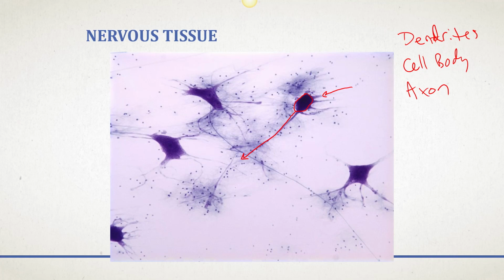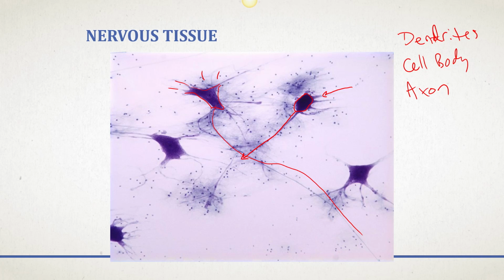So that's what we're looking at here. They kind of look like little kites, and sometimes it's hard to tell where the axon is and where the dendrites are, but you've got the cell body, and then you've got these projections that stick out, and then you've got the axons, which are pretty long. So that's what nervous tissue is made up of. Its location is in the brain, spinal cord, and nerves. Its function is the transmission of signals.